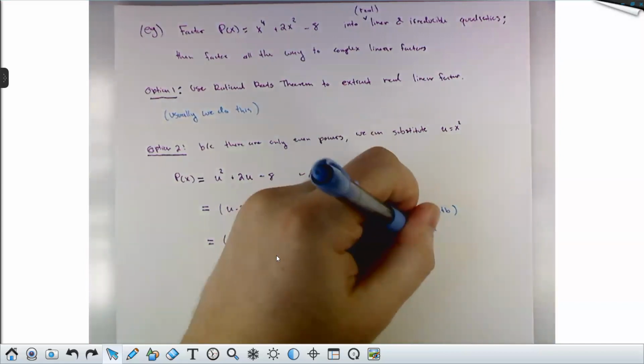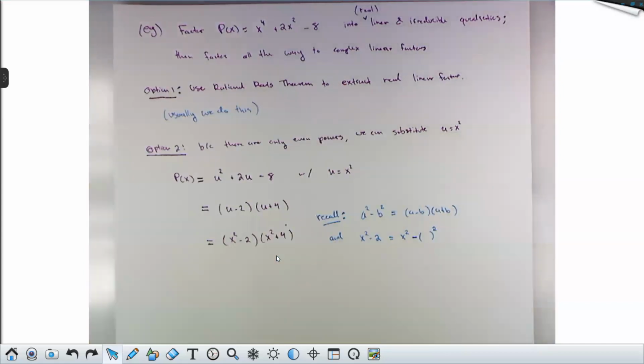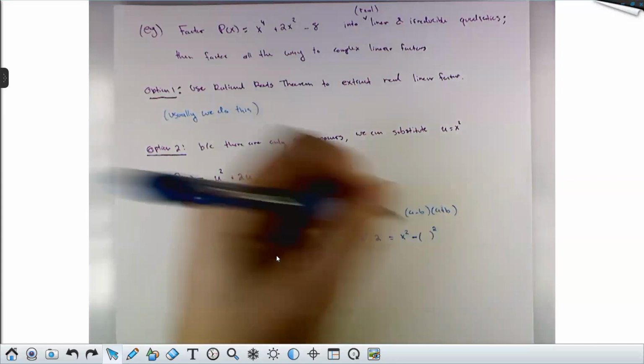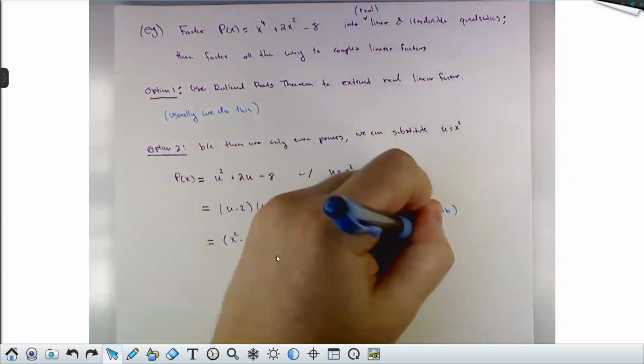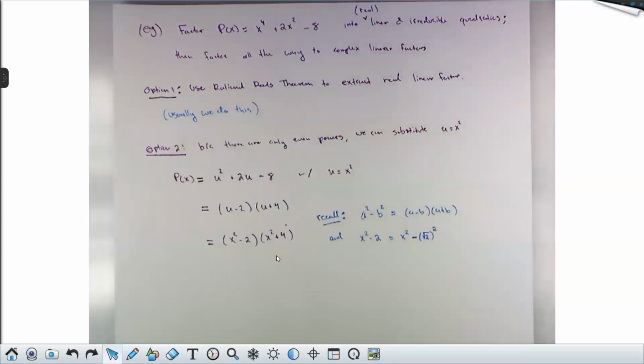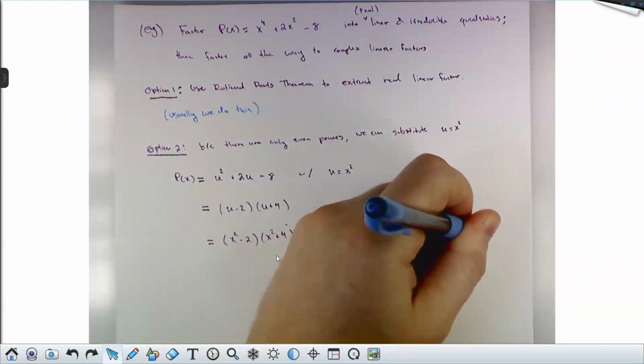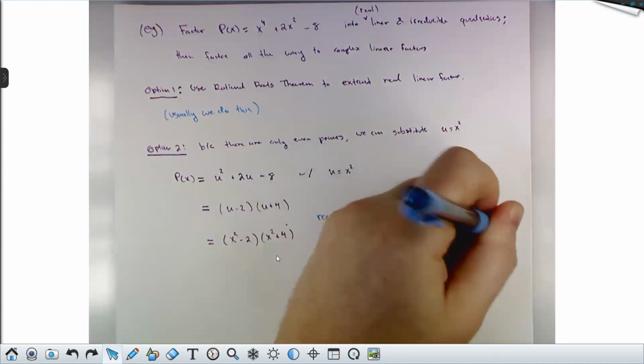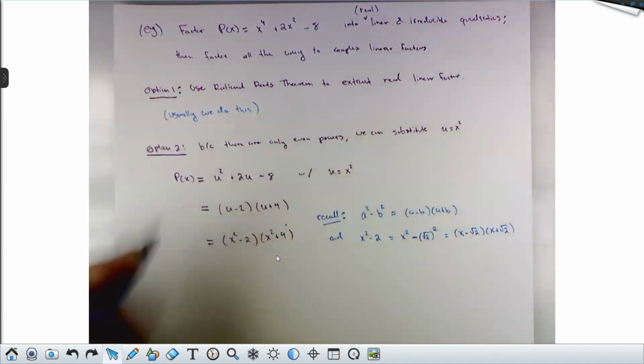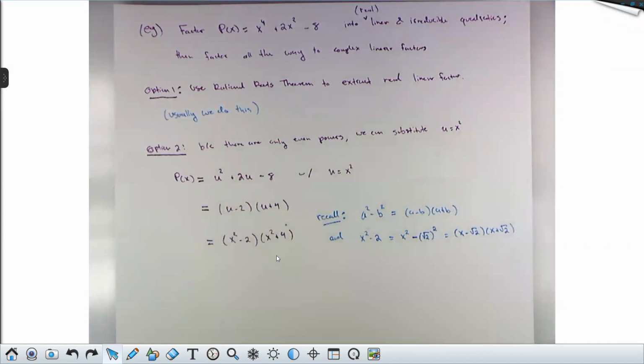Two is the square of what number? What real number? Hint, it's irrational. Square root of 2. Yeah, square root of 2. So we can write this as x minus the square root of 2 times x plus the square root of 2. The alternate thing would be to use the quadratic formula on each of these.